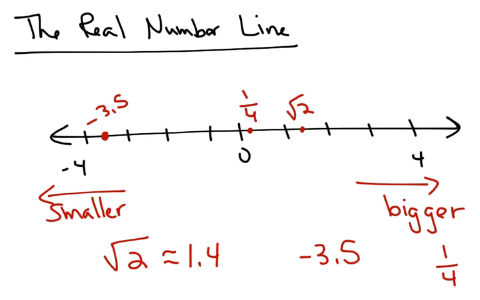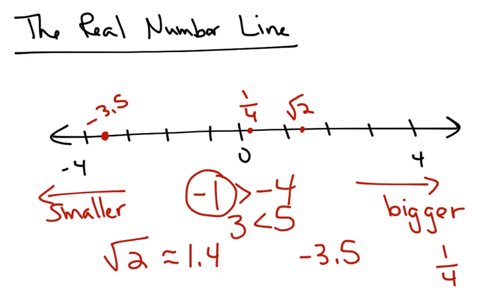So now, I want to remind you a little bit that negative 1 is greater than negative 4. And the reason negative 1 is greater than negative 4 is because it's further to the right on the number line. You all know that 3 is less than 5. That's an easy one. But working with negative numbers can sometimes be confusing. So remember that the smaller the negative number, the bigger it actually is.